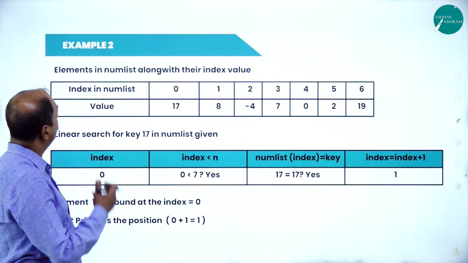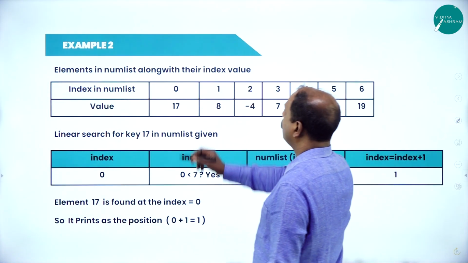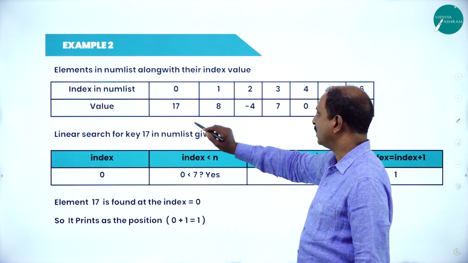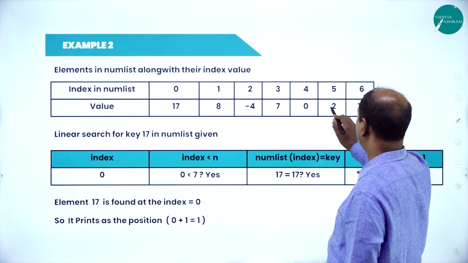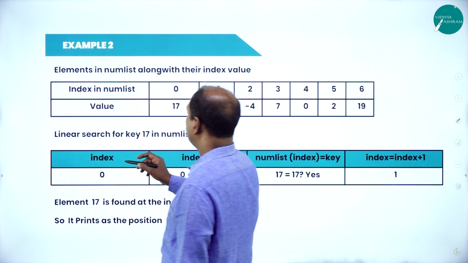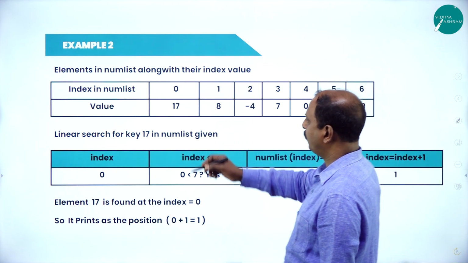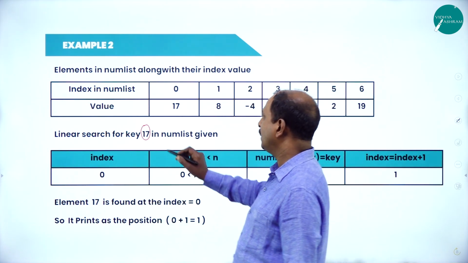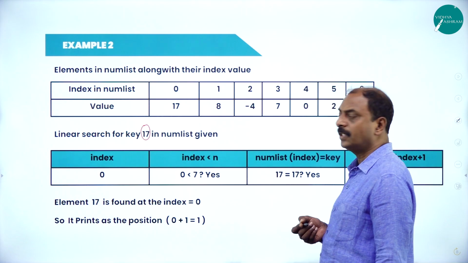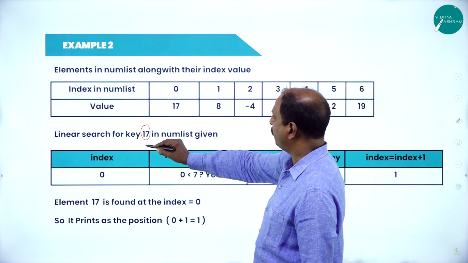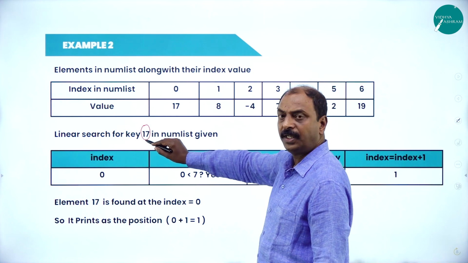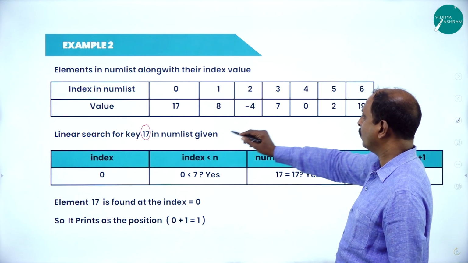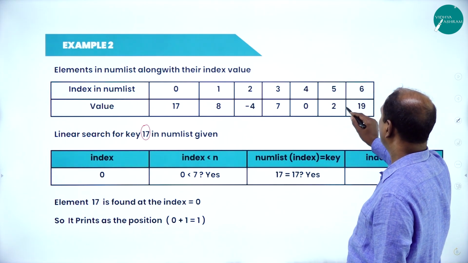Now let us see one more example, that is example 2. Now look at this value here. I am taking the same example, same list, 17, 8, minus 4, 7, 0, 2, 19. Now I want to search for the value 17, or the key value or key element is 17. So as per the procedure, we have to compare 17 with this index. So 17 is equal to 17.